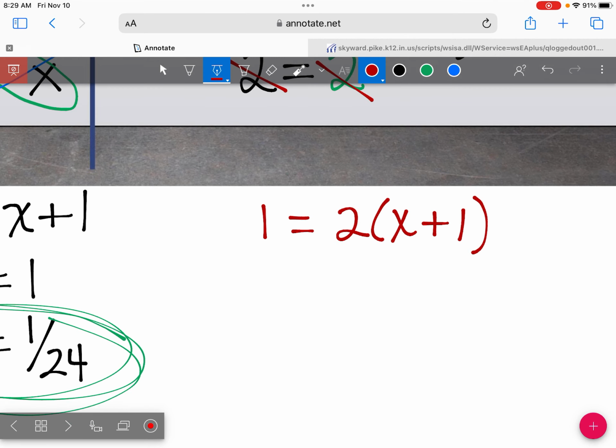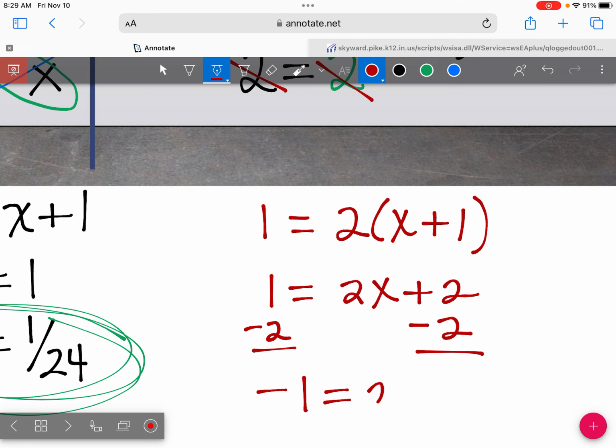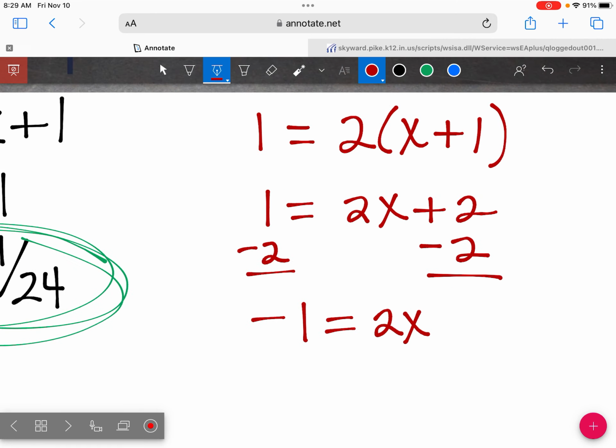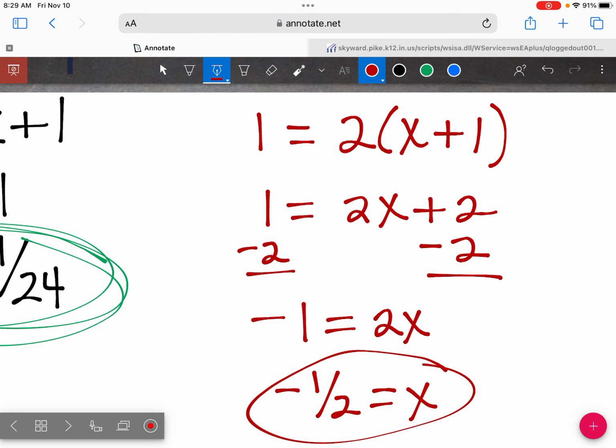Okay, so we have 1 equals 2x plus 2. Then I'm going to subtract the 2. So negative 1 equals 2x. Divide by 2. Negative 1/2 equals x. Now, let me zoom out.